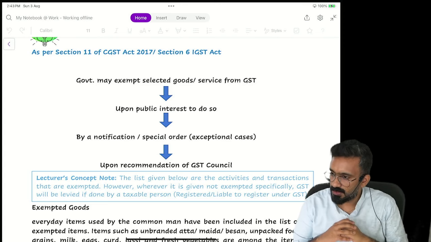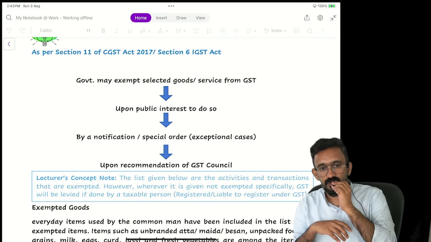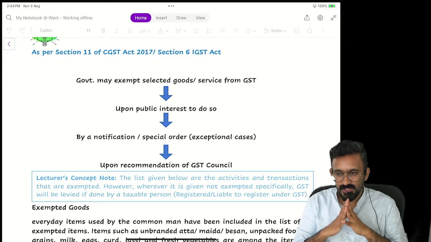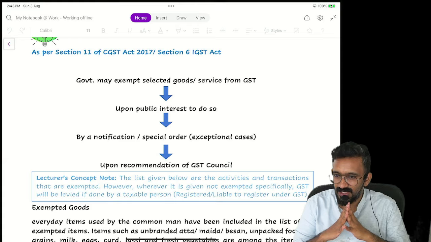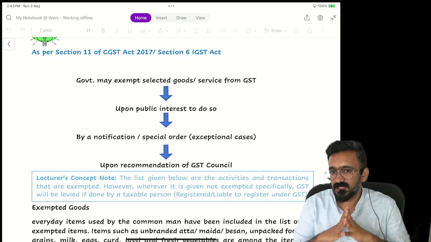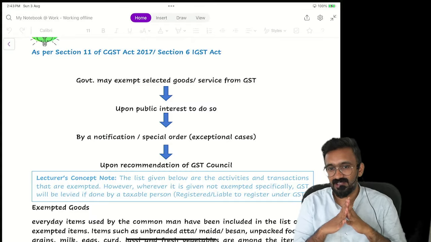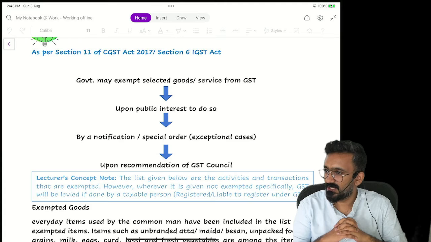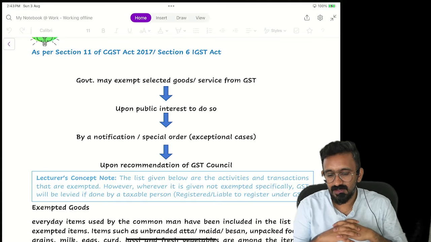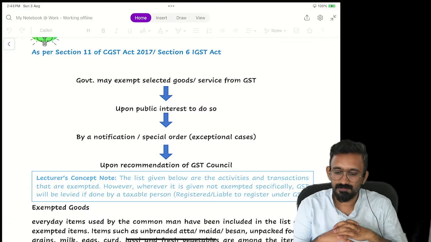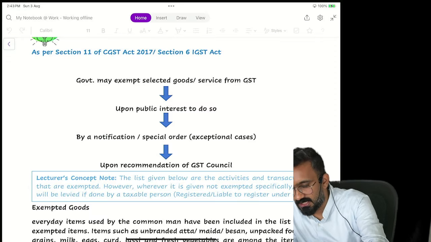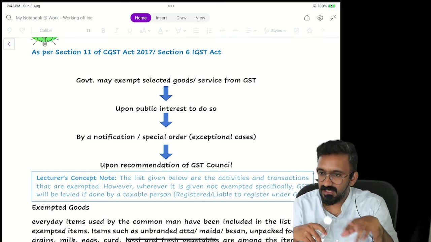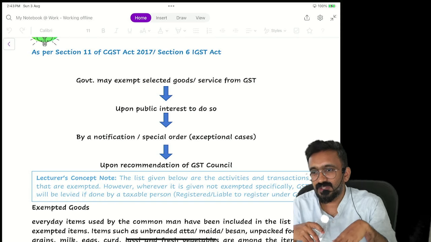My fundamental question is this: those activities or goods or services which are mentioned in exemption, are they liable to GST or not liable to GST? Not liable to GST. If an item is mentioned through Schedule 3, the negative list we discussed, would that be considered a supply or not a supply? Not a supply. If it is not a supply, will that be subject to GST? No. So we can conclude: if an activity is not a supply, no GST is payable. If it's exempt also, no GST is payable.